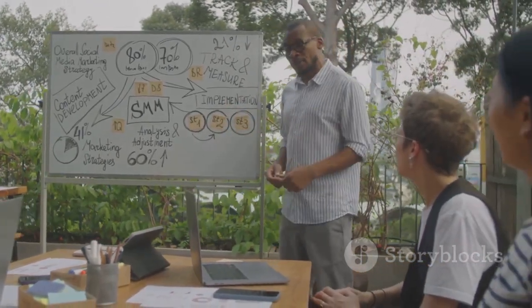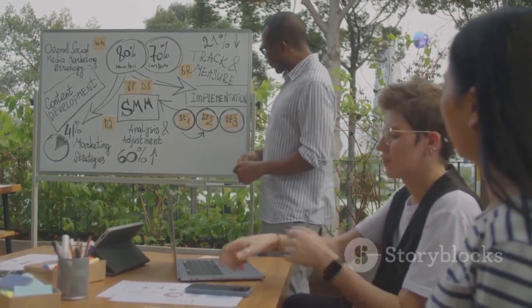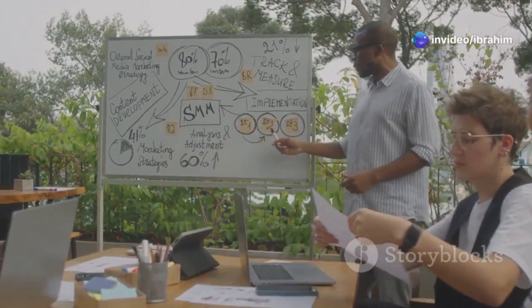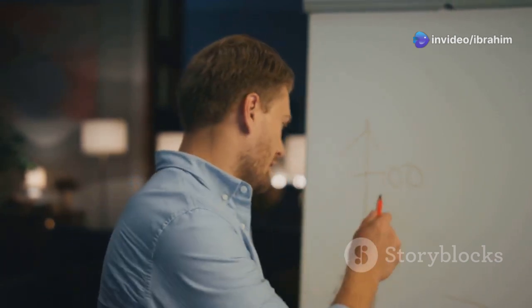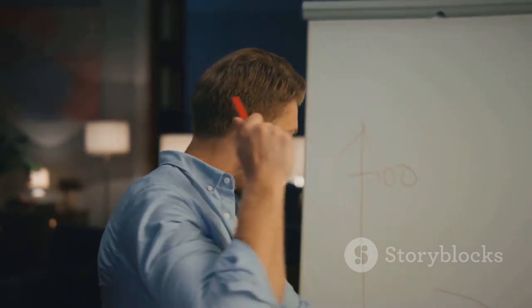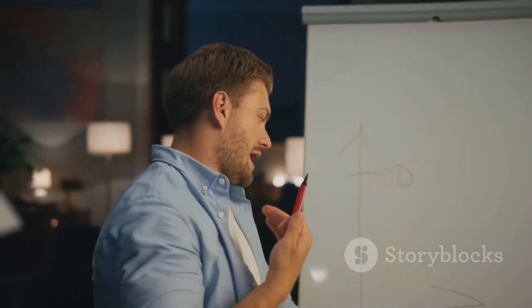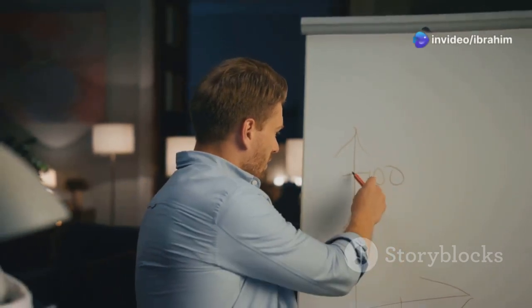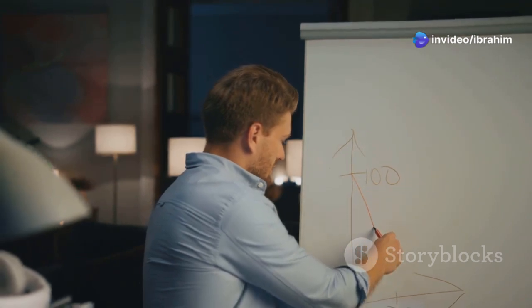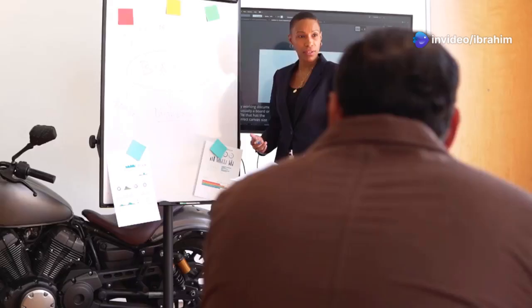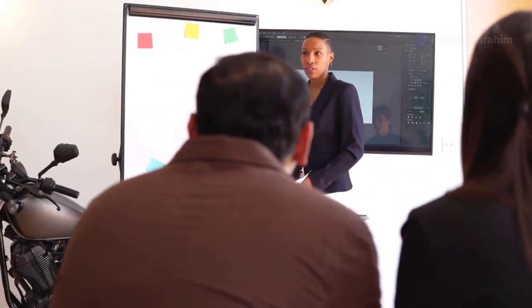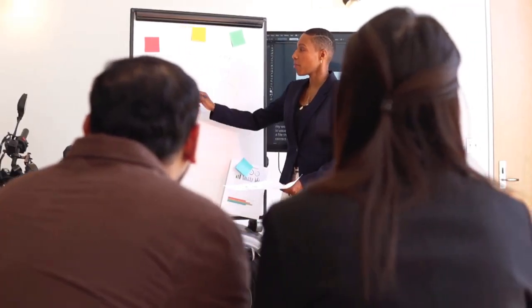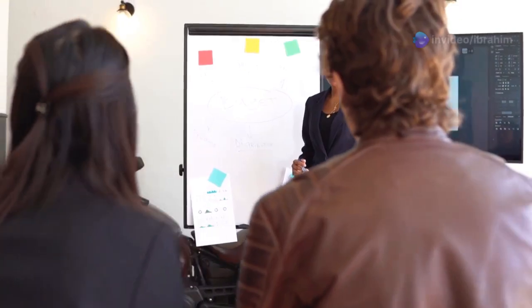Negotiate terms. Work with the influencer to agree on the terms of the collaboration, including the compensation, the type of content to be created, and any performance benchmarks. Be sure to clearly communicate your expectations and any guidelines for the content. Create authentic content. Sponsored content should be transparent and authentic. Influencers should disclose that the content is sponsored and should be genuine in their endorsement of the product or service. The content should also be relevant and valuable to the influencer's audience.